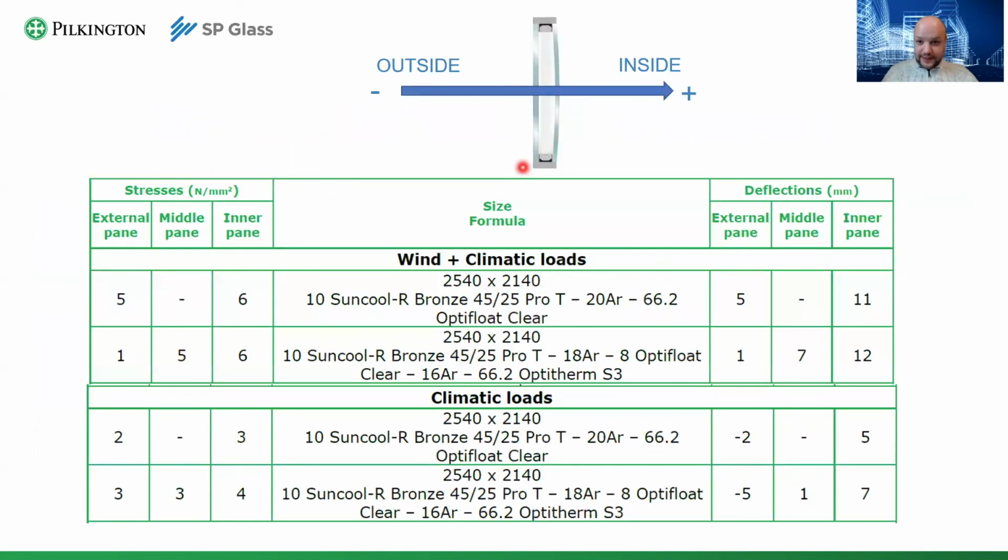Okay, let's finally take a look at some calculation examples. For ease of understanding, here we have an IG unit. Here we have an axis, so plus means inwards, minus means outwards. I'm talking about deflections. Let's take a look at the calculation of these square IG units under the combination of wind plus climatic load and under climatic load only. This is a real case. And this is a very interesting thing, where you can evaluate how double IG units and triple IG units behave differently.